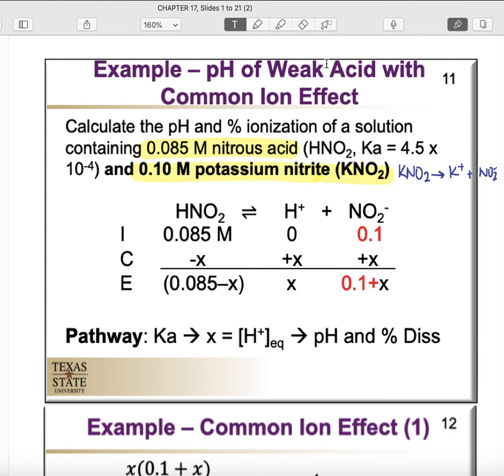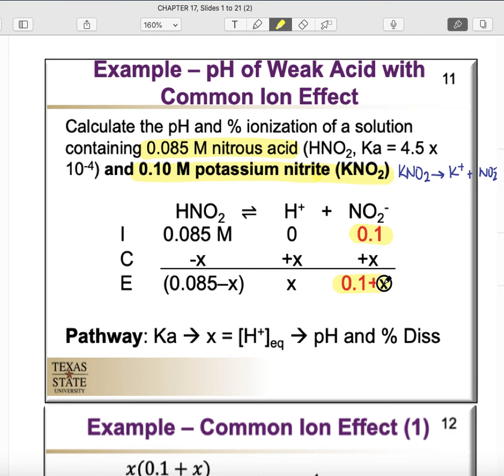All right, so now that we have the concentration of our initial common ion, then everything else from there is the same, in that we're going to do our changes, which for the reactants are negative x, for the products are going to be positive x, and then we add our column, so 0.085 minus x for the reactant, and then for our products, 0 plus x, which is x for hydrogen ion, and in this case, we're going to have 0.1 plus x, which is different from last time.